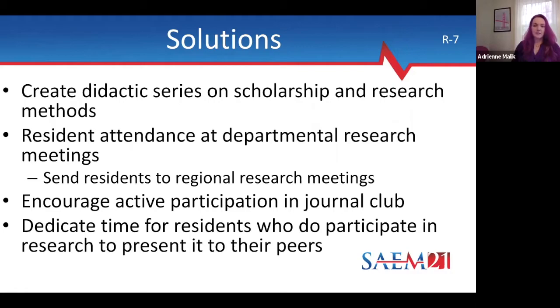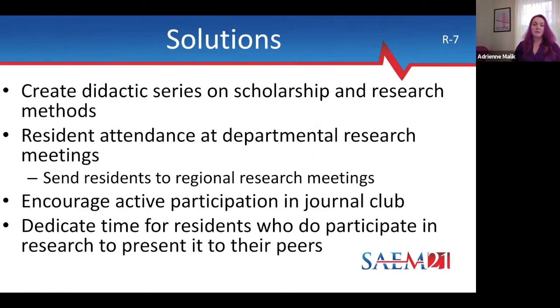Additionally, let your residents come sit in on your departmental research meetings. This way they can see how the big kids do research and what's going on in the department, and they can see what goes into a project. It makes it much less intimidating when you see other people that you know going through the steps of how to put together a project from start to finish, and taking feedback, both positive and critical, on their work. It makes it seem less overwhelming.